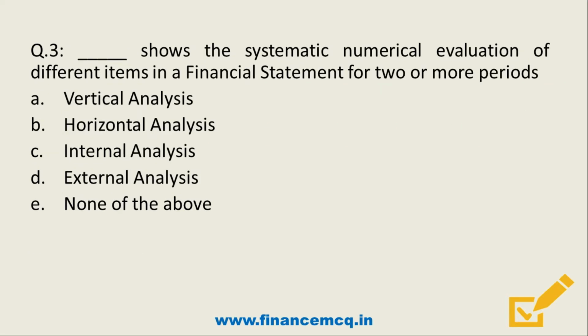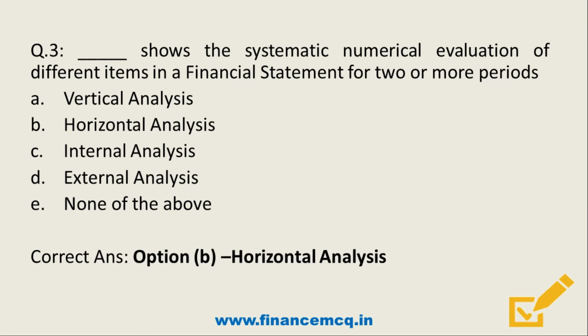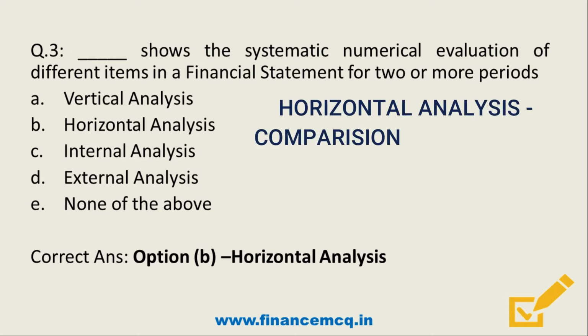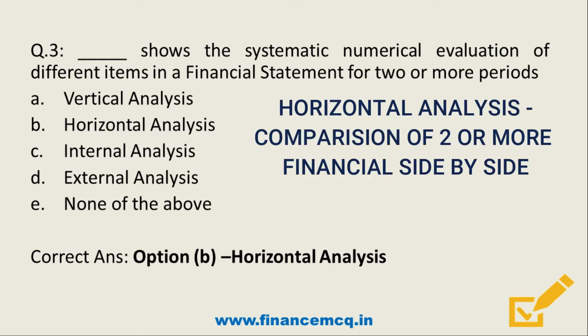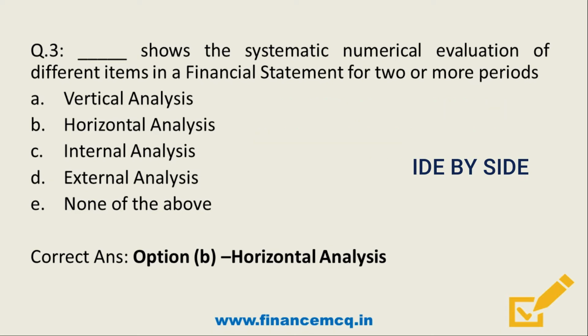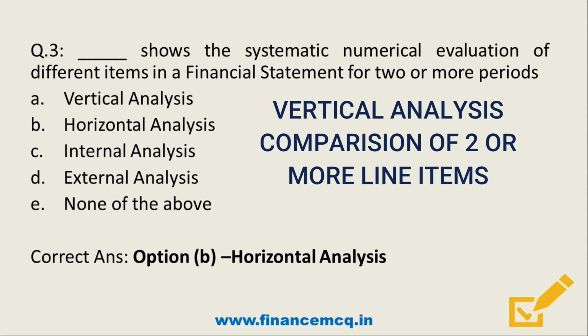Question number 3. Dash shows the systematic numerical evaluation of different items in a financial statement for 2 or more periods. Option A vertical analysis, option B horizontal analysis, option C internal analysis, option D external analysis, option E none of the above. So yes, what's the correct answer? It's option B horizontal analysis. Friends, it is a comparison of 2 or more financial statements side by side, and vertical comparison is when you are comparing one line item with another line item.